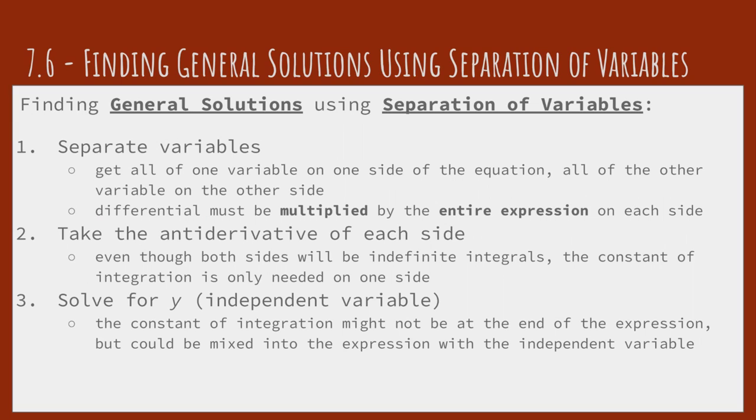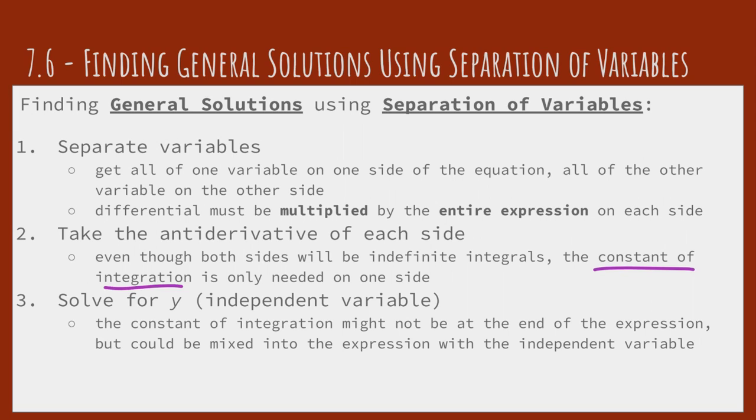Then we're going to take the antiderivative of each side. And with the differentials on there, we take the antiderivative with respect to that differential. And then we solve for y. I do want to point out that in the second step, when we take the antiderivative, we only need the constant of integration once, even though we're taking two antiderivatives.